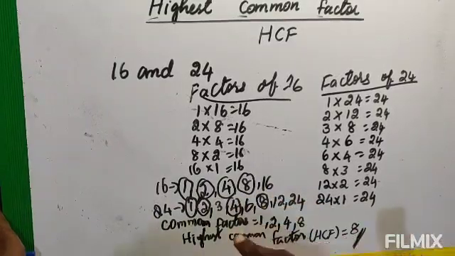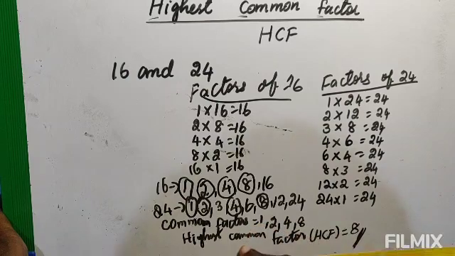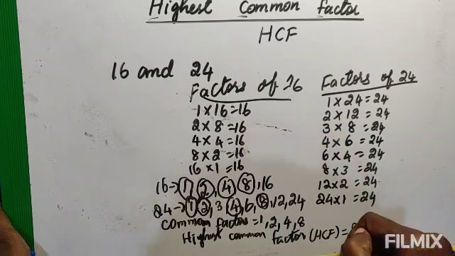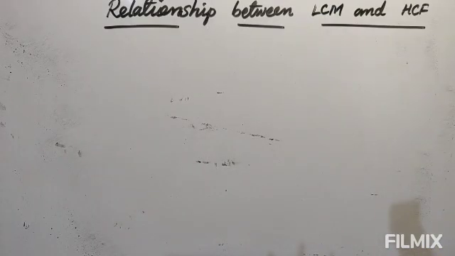So for the common factors, you write them, then highest common factor HCF equal to 8. Okay, now next, let's see the relationship between the LCM and HCF.